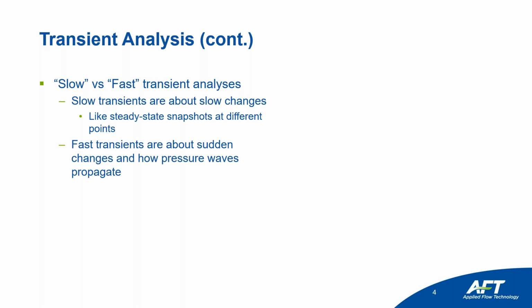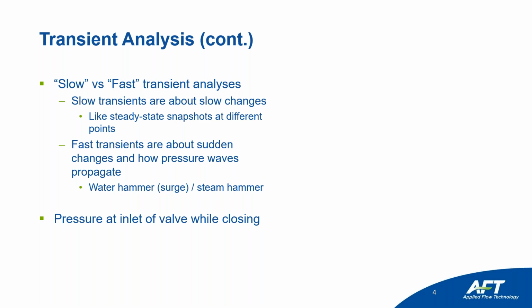Fast transients, on the other hand, or fast transient analyses, are about sudden changes and how these pressure waves propagate. Ultimately, it really comes down to surge, or steam hammer in this case for compressible flow, known as steam or gas hammer. So when you're closing a valve, you have very different system responses through the lens of fast transients versus the lens of slow transients. So let's look at that.